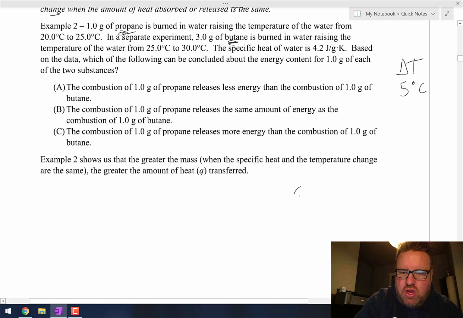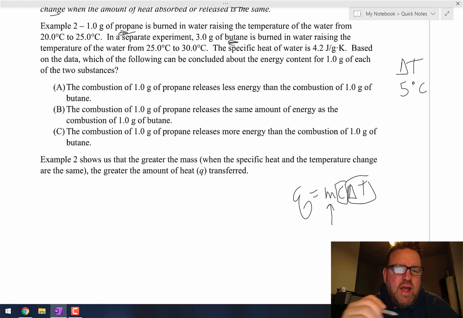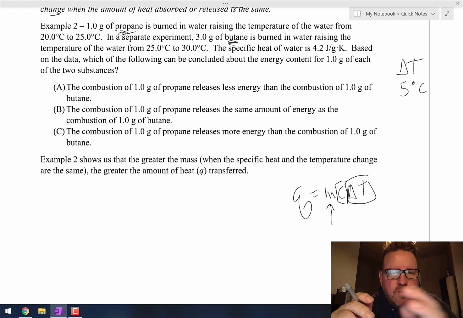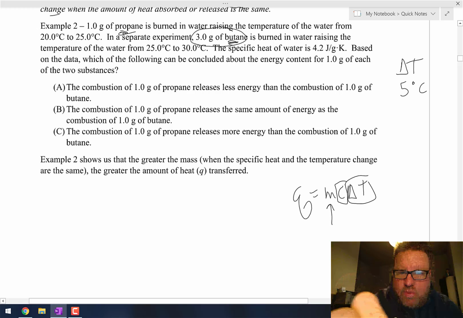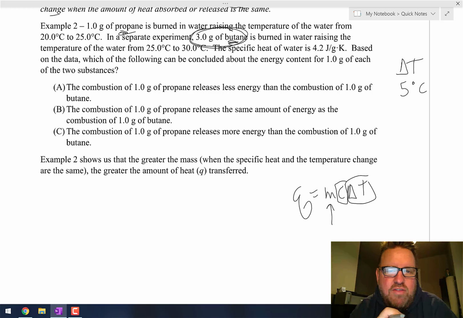So again, think about Q equals MC delta T. The temperature change is the same. The specific heat of water is the same. The only thing that's different is the masses. 3 grams of butane makes the water go up by 5 degrees. 1 gram of propane makes the water go up by 5 degrees. So therefore, 1 gram of butane, if we look at our 3 grams of butane here, would only make the temperature go up by about a third of 5 degrees, so about 1.67 degrees.